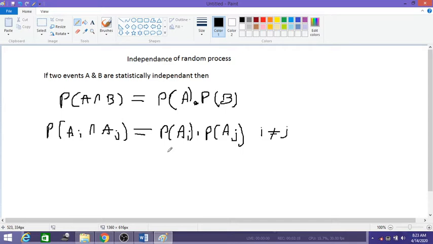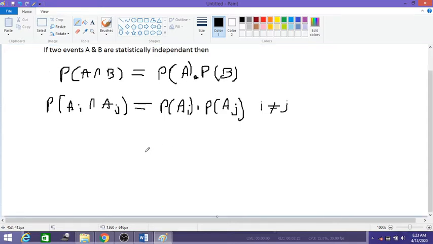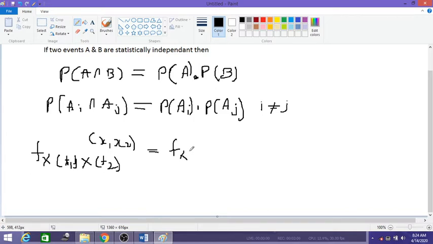Now if we apply this to our random process, to a multivariate random process, then its density function can be written as f_X(t1), x(t2) of x1, x2. We know this is a multivariate density function for two time instants, so it is the bivariate case. Then this will result in f_X(t1) of x1 into the product f_X(t2) of x2.